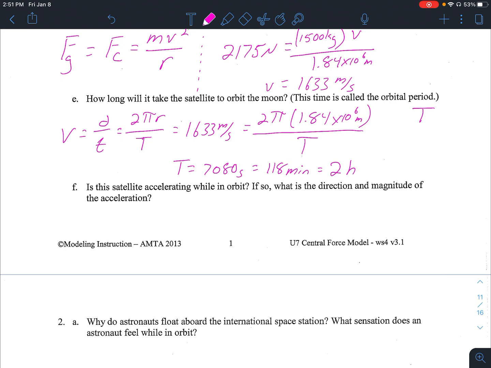Part F: is this satellite accelerating while in orbit? The answer would be yes, and we know that because it's changing direction. It's not necessarily speeding up or slowing down. It has centripetal acceleration. In the second part of the question, what is the direction and magnitude of this acceleration? The direction is towards the center of the moon, inward to that circle.